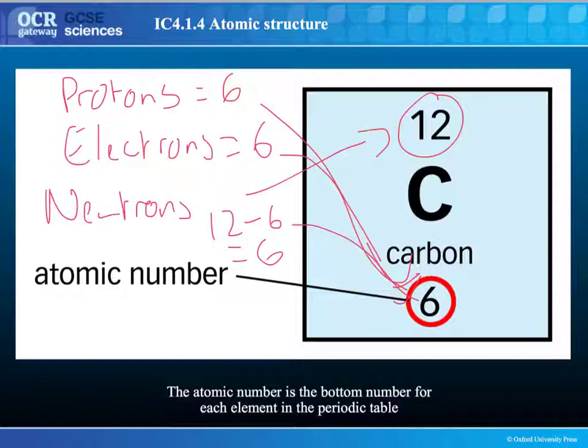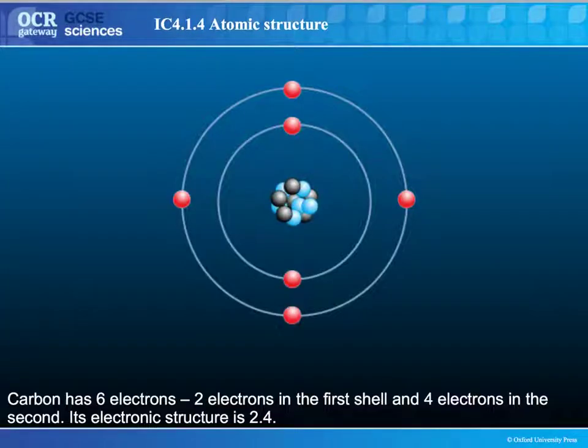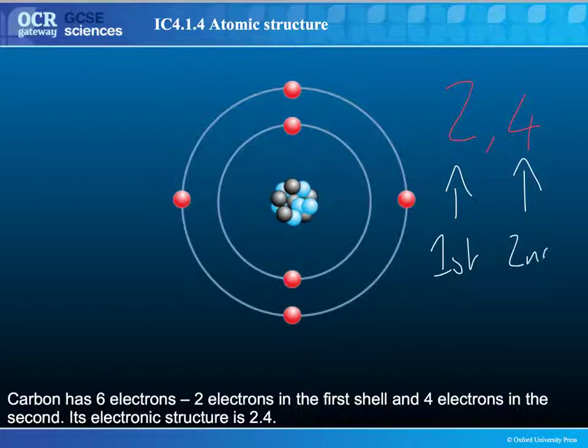As you can see, as I stated here, protons, there are 6 in carbon, 6 electrons and 6 neutrons. That can be seen in the diagram here. The blue neutrons, the black protons, and the 6 red electrons orbiting the nucleus. We describe this structure as being a 2-4 structure. That's because there are 2 electrons in the first shell and 4 electrons in the second shell.